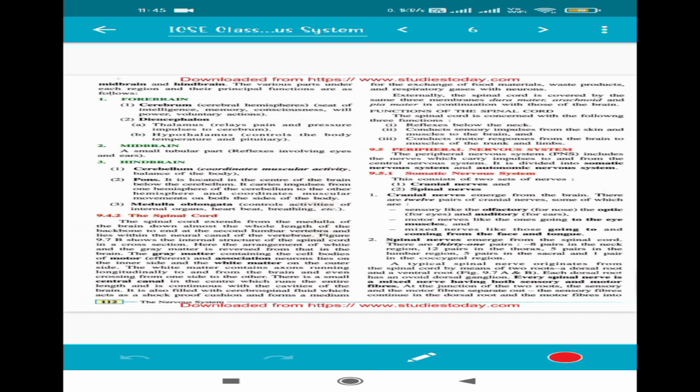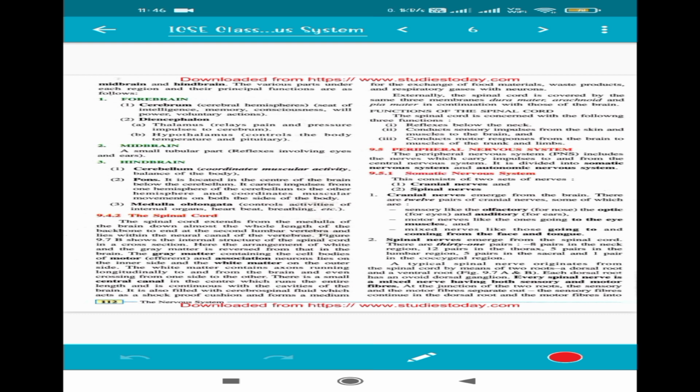Next, talking about another important part of our nervous system, which is the spinal cord, which we have studied about, but we are going to learn about this in much more detail. The spinal cord extends from the medulla of the brain down almost the whole length of the backbone to the end of the second lumbar vertebra and lies within the neural canal of the vertebra. So basically this spinal cord starts from the medulla oblongata and goes all along our backbone and ends just before our tailbone.